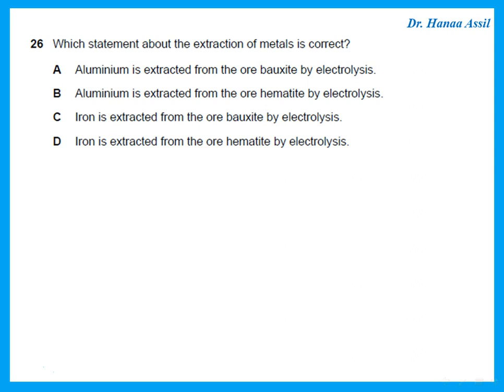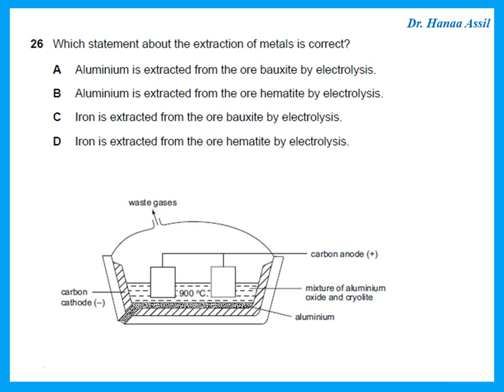Which statement about the extraction of metals is correct? So he's saying aluminium is extracted from bauxite. Well, actually, that is correct. We know that in the extraction of aluminium, my ore is bauxite, not hematite. So remember that bauxite is the ore for aluminium, hematite is the ore for iron. Okay.